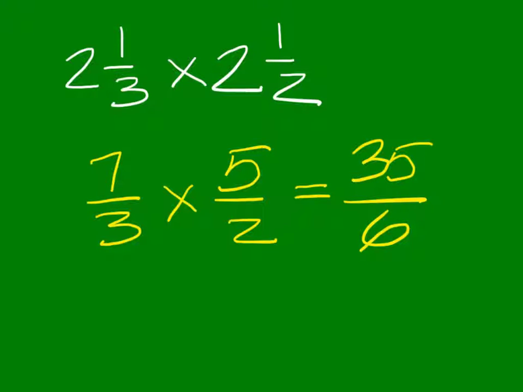How many times does 6 go into 35 without going over? And 6 times 5 is what? 30. And what's the difference between 35 and 30? 5.